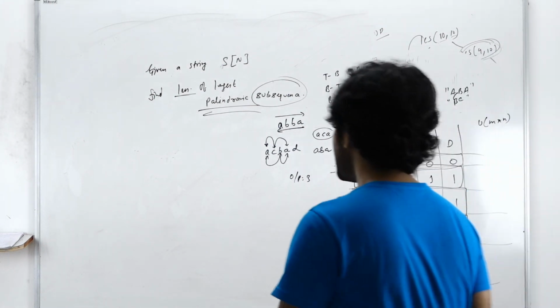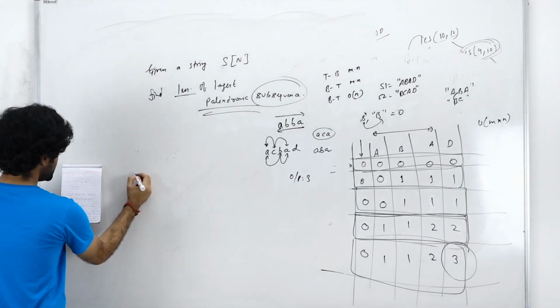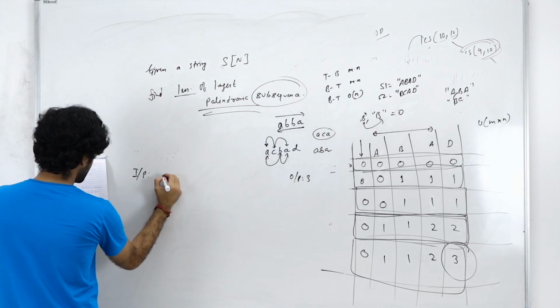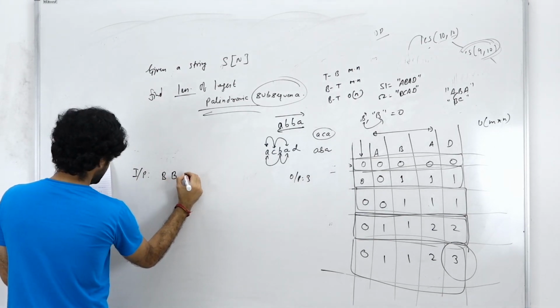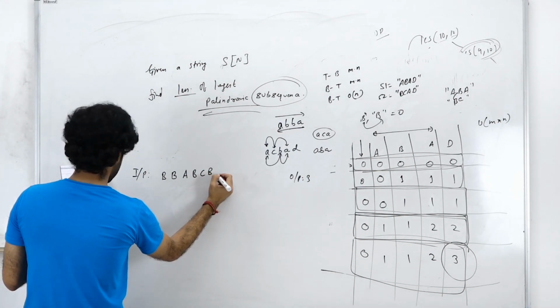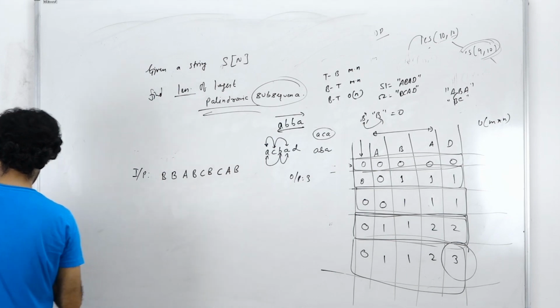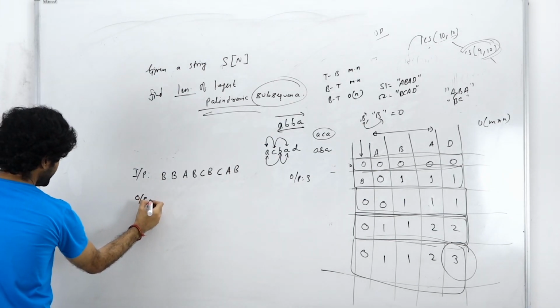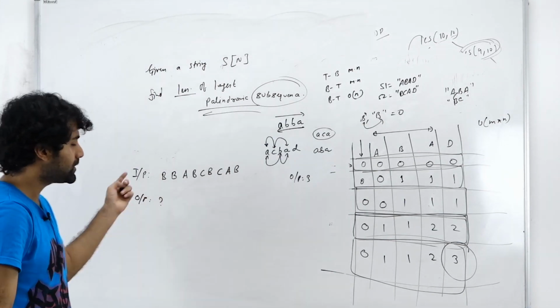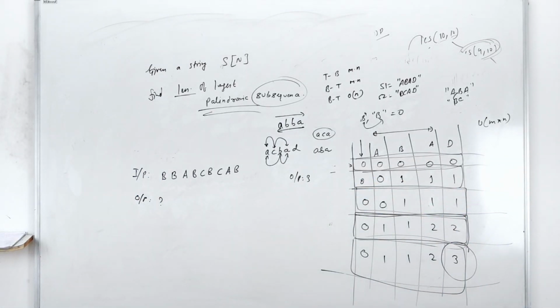I'll give you one more example and then let's try to figure out the answer to that. So let's say the input now looks like BBABCBCAB. Can you tell me the output for this case? What is the length of the longest palindromic subsequence here? Just take your time, do not rush, and then think.